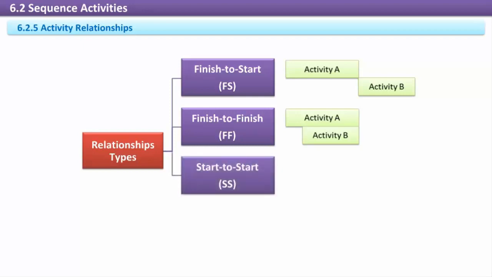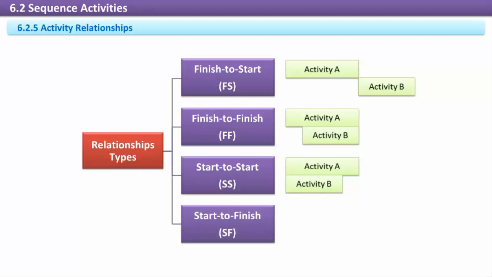Start to start, SS. The successor activity can't start until the predecessor activity starts. Activity B can't start until activity A has started. This relationship is needed when the starting dates of the activities are dependent upon each other, but the ending dates are not. For example, survey responses can start being tabulated as soon as the survey results begin coming in, since there's no real need to wait until all survey results have been returned before entering them into a database.